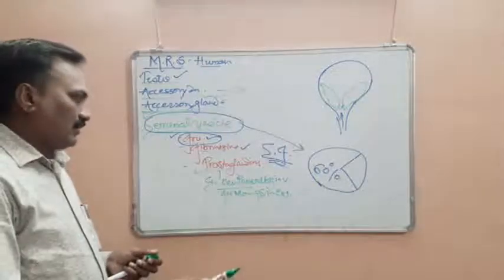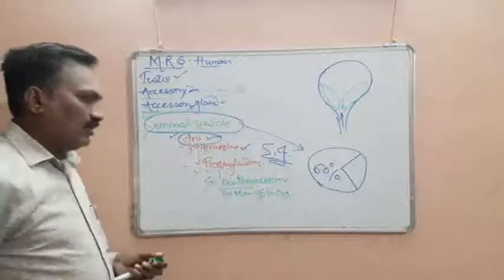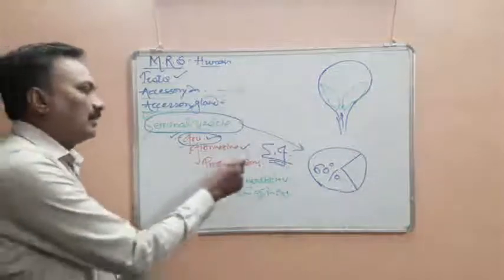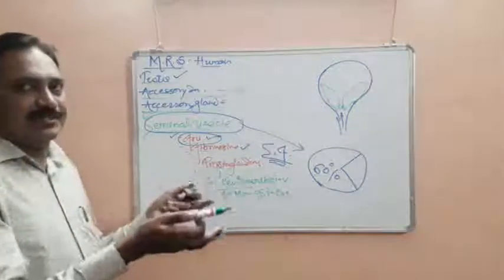So the movement of the sperm is with the help of prostaglandins. Nourishment of the sperms is with the help of fructose. Fibrinogen causes the coagulation of the ejaculatory substance.